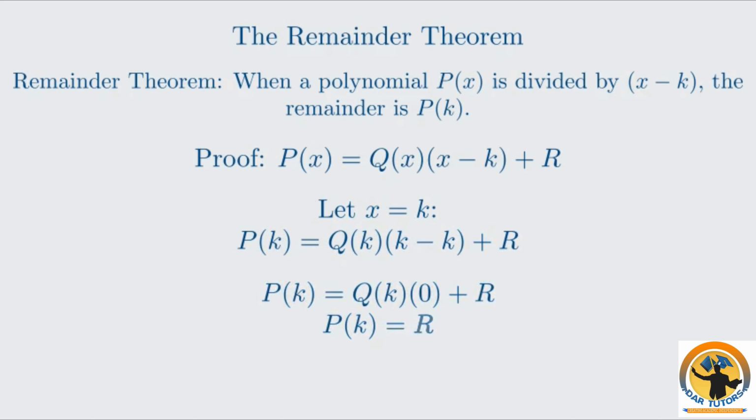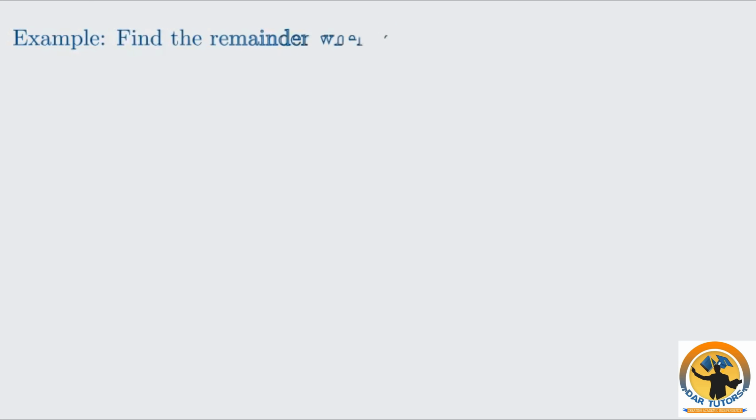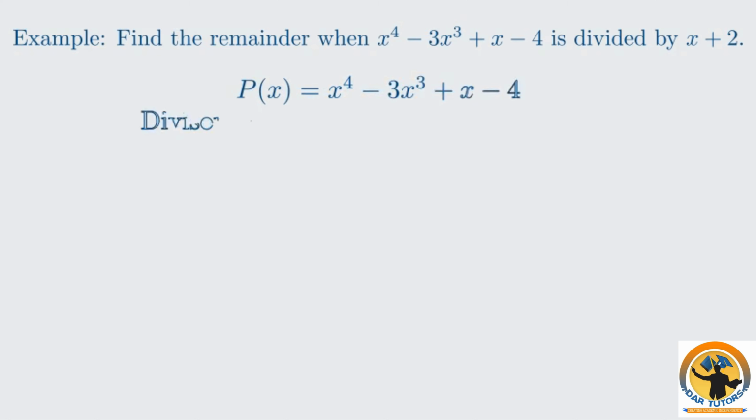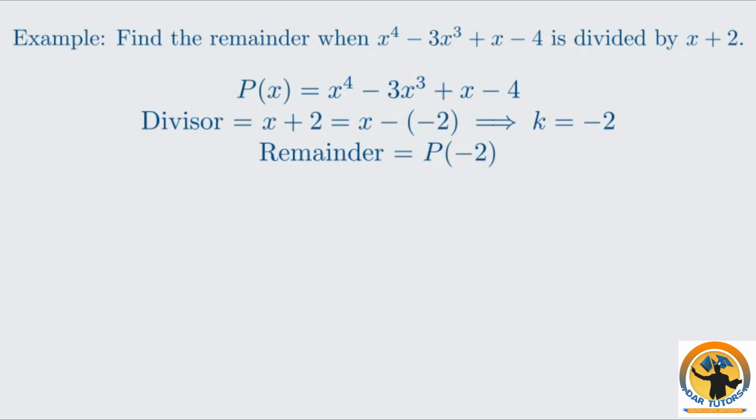This proves the theorem. Let's see it in action. Find the remainder when x to the power of 4 minus 3x cubed plus x minus 4 is divided by x plus 2. Here, our divisor is x plus 2, which we can write as x minus negative 2, so k is minus 2. According to the remainder theorem, the remainder is p of minus 2.